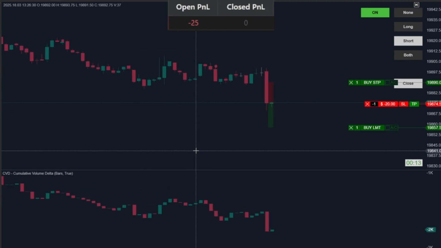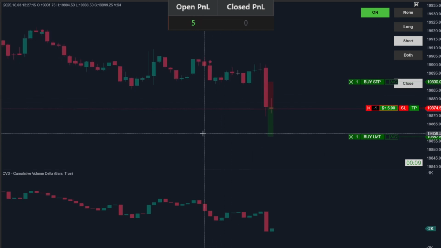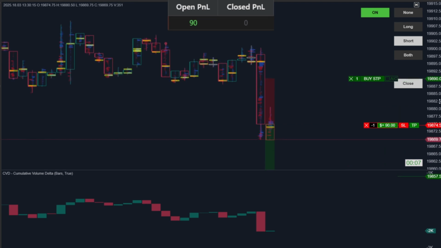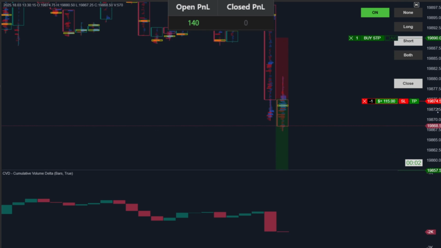Order placed. Okay guys, there we go. There was selling pressure indeed. We got filled into a short position with the FlowPro bot. So here we go guys, our first trade on NQ.